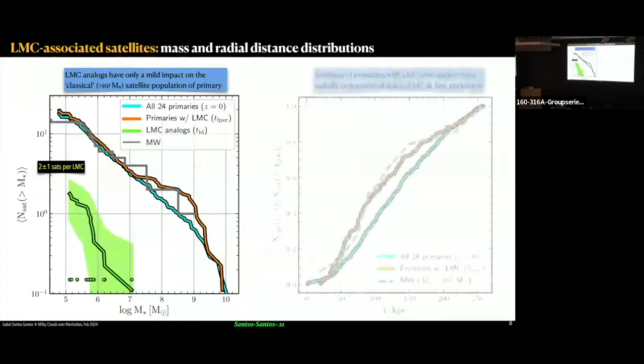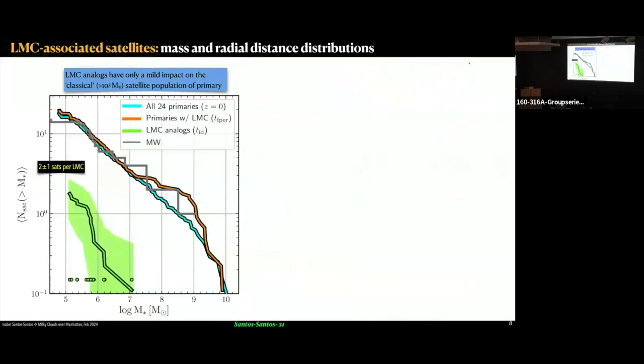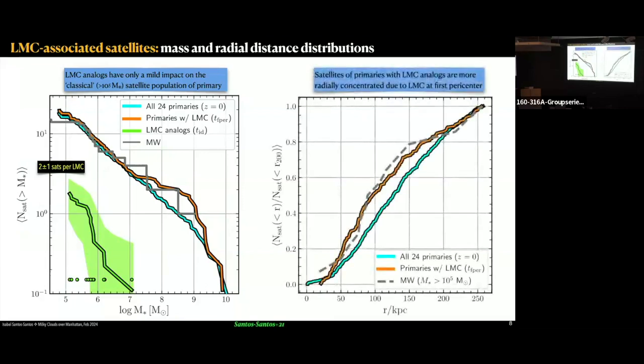So going back to the LMC analogs, sorry, indeed they did come with their own satellite population. Apostle predicted between 1 and 3 satellites per LMC with stellar masses above 10⁵, which is our mass resolution limit. And of course, because it is a small number, this just means that the impact of the LMC's accretion onto the Milky Way is not very large. It's the 10% that comes from the mass of the LMC itself, but not from adding in the mass of the satellites. We can look at the radial distribution of these satellites.